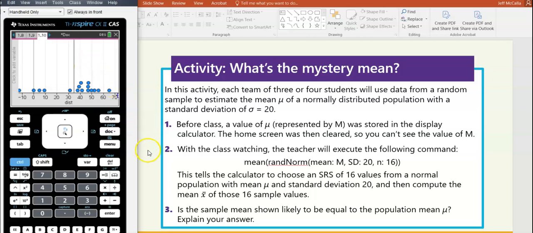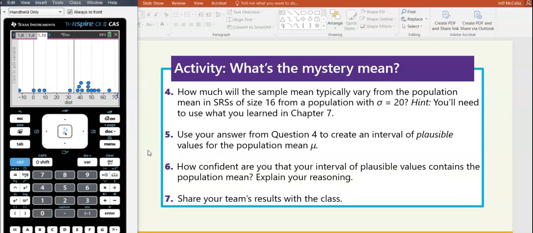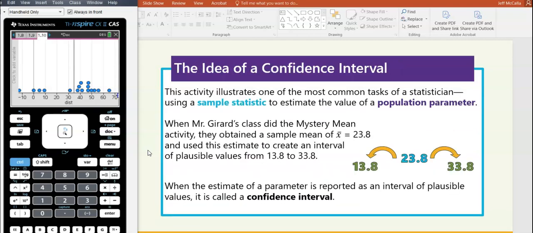And so if we take enough of these, we get a better and better idea of what we call that interval, the plausible values. Like right now, just doing the few I did, I'd say between 20 and 35 is probably where the true mean resides. Those are plausible values. And so I might make an interval like that. Now there's a way to create this. We'll learn about that. But that's the idea of this.